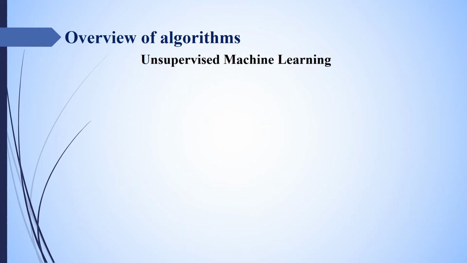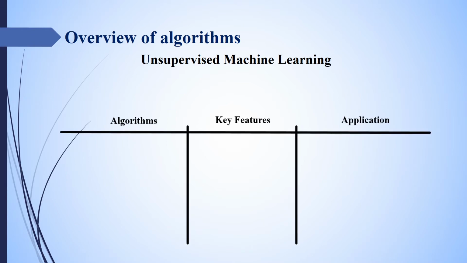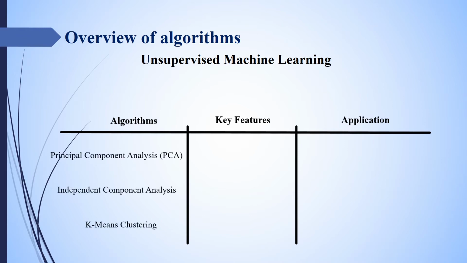Unsupervised machine learning, as we discussed before, is a type in which we do not provide a labeled data set. We will continue with the previous structure. We have algorithms, their key features, and their applications. We will discuss here PCA, ICA, and k-means clustering. We will see what the key features and applications are.